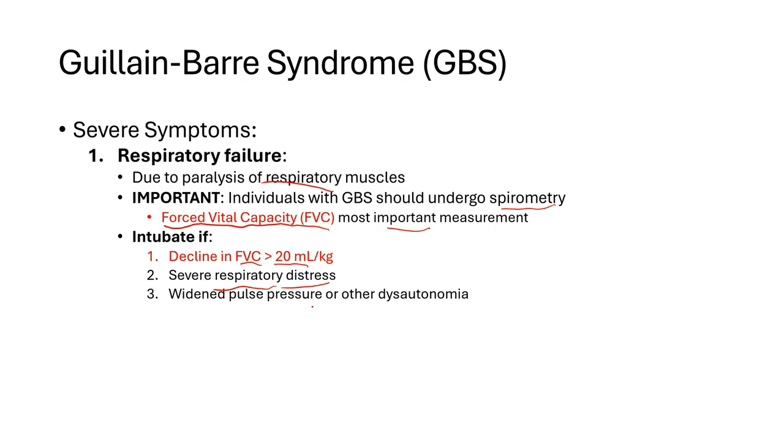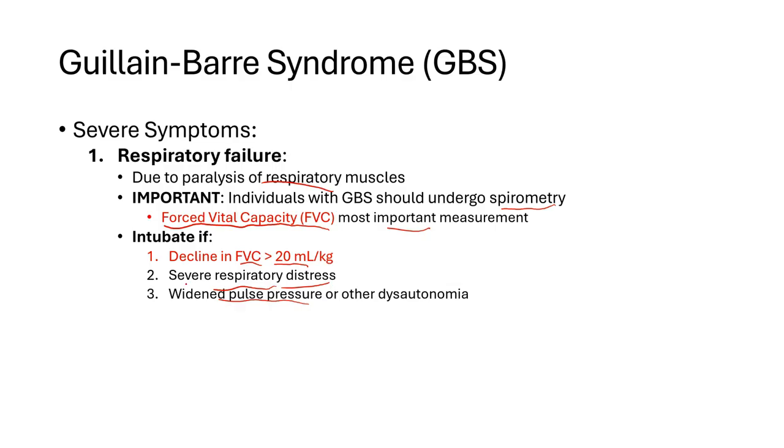Widened pulse pressure or other autonomic dysfunctions can also be indications. This is typically due to some sort of abnormal control of vascular tone and blood pressure, and it reflects the unstable autonomic regulation, and typically people with Guillain-Barré require careful cardiac and hemodynamic monitoring.